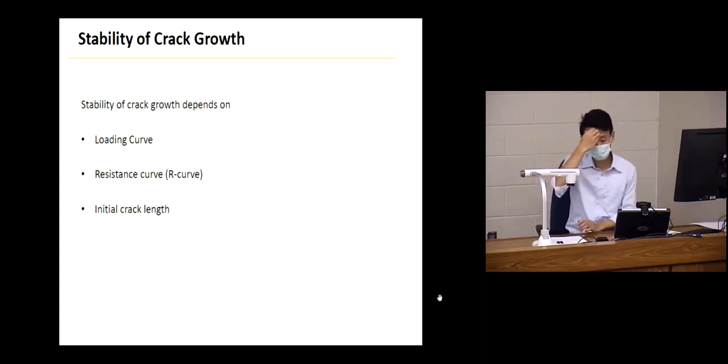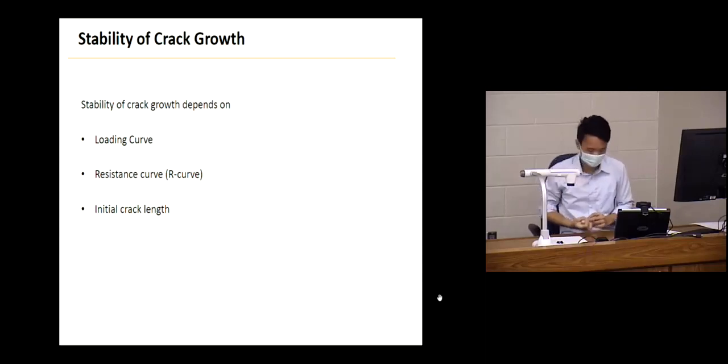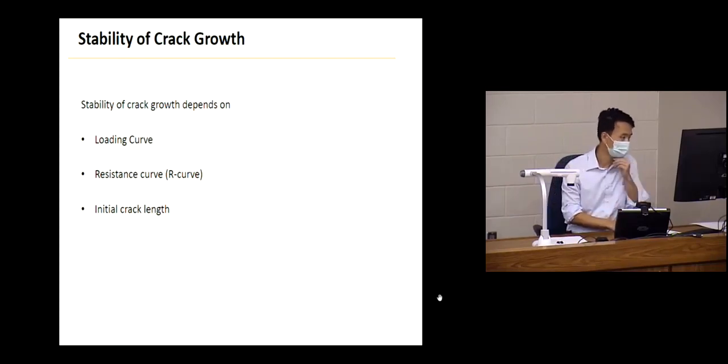So I'm going to break down the whole concept of stability into three fundamental concepts, or essential ingredients. We have something called the loading curve, which I'm going to explain in a moment. We have the resistance curve, and we have the initial crack length, right? To understand stability, we need to understand these three things.